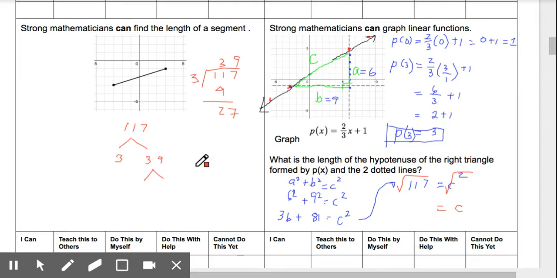The 39 could be broken down into 3 again. This is 3 times 11, no, 13. 3 times 13 is 39. So therefore, this is going to be 3 times 3 times 13. Therefore, C is equal to, we can cross out the 3's because 3 times 3 is 9. The square root of 9 is 3. And then we'll just bring down the square root of 13. This is the value of C.